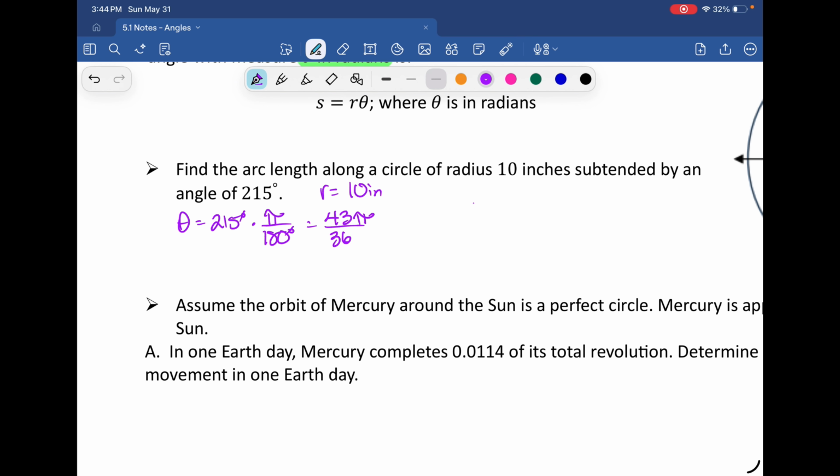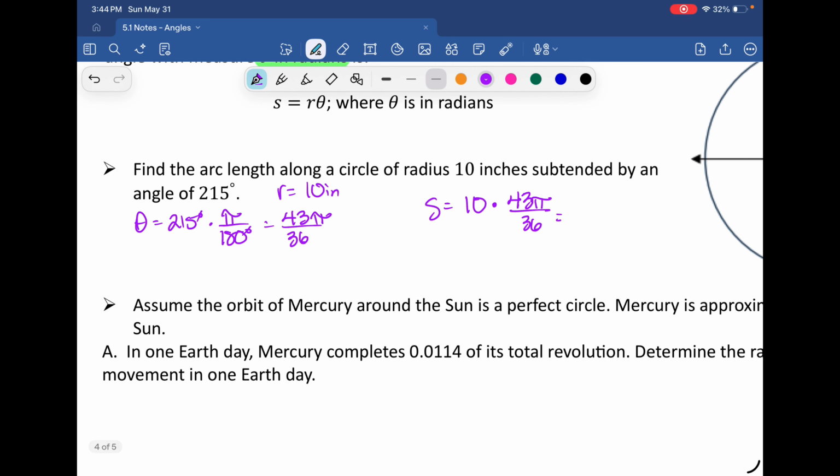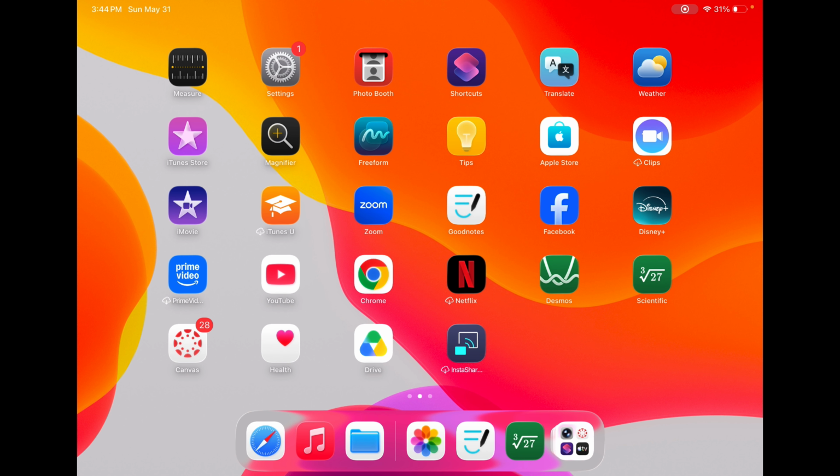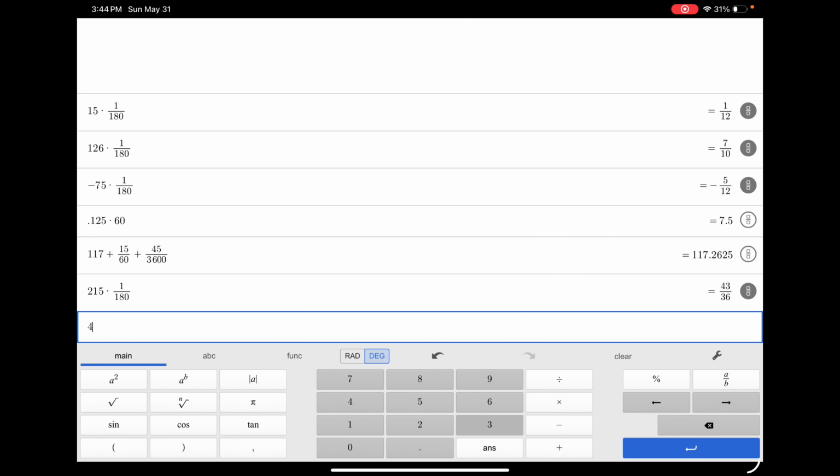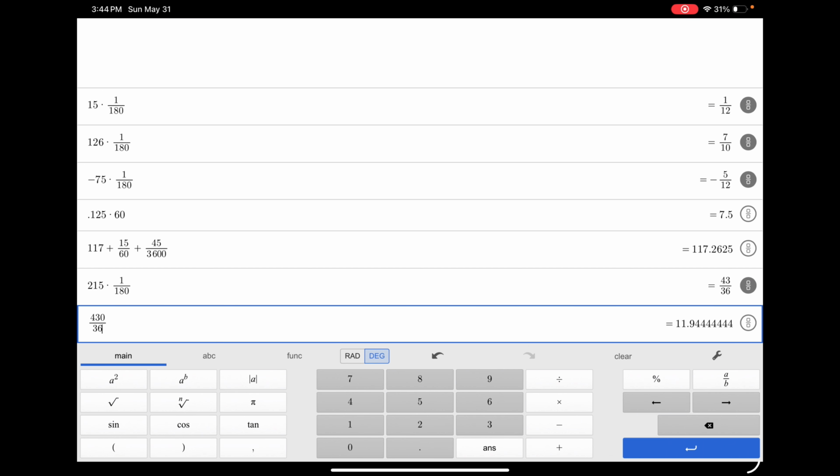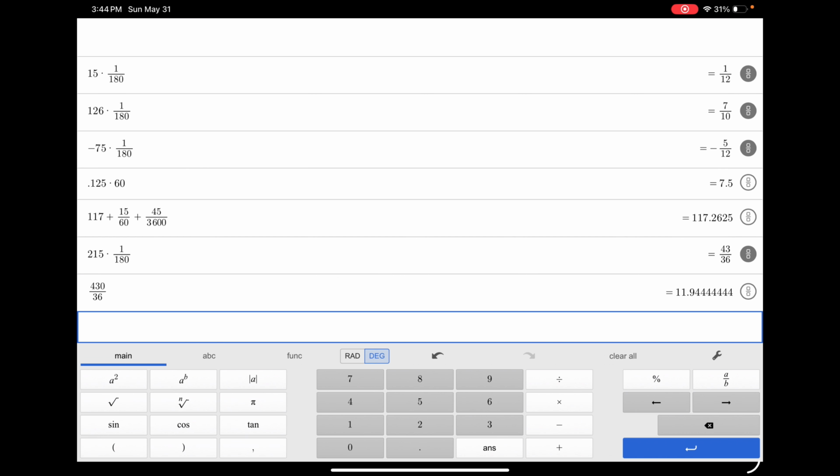Okay, so arc length equals radius times theta. So that's going to give me 430 pi over 36. I'm going to go ahead and put that in the calculator. 430 over 36. I'm just trying to get the fraction there, 215 over 18.